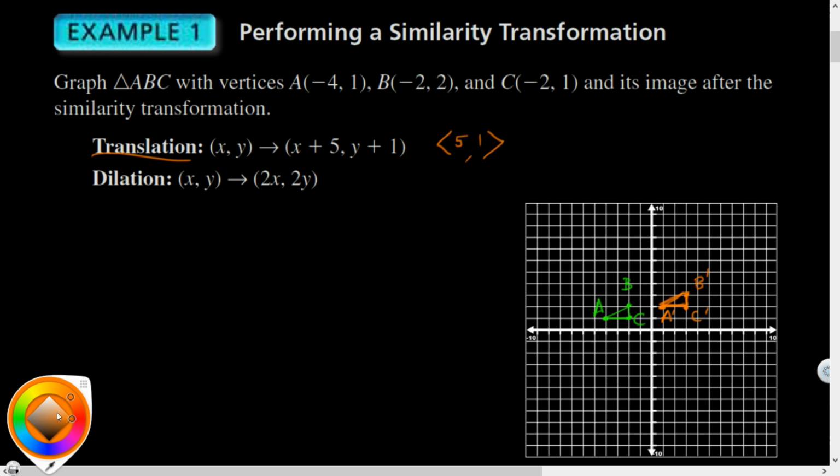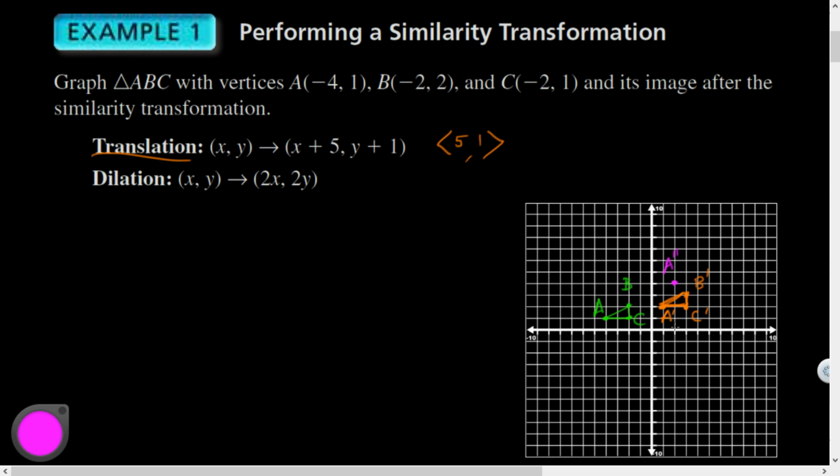Let's see, dilation now. Let's scale this up, friends. We're going to now double the x's and the y's. So let's see, A is currently at 1, 2. So now it should be at 2, 4. Is that proper? I think so. If I double each of its coordinates, so here's A double prime.